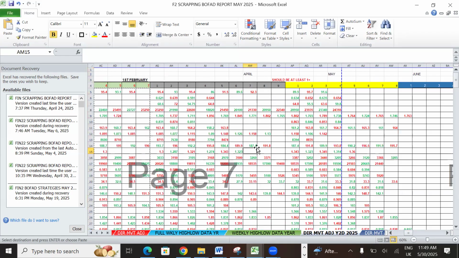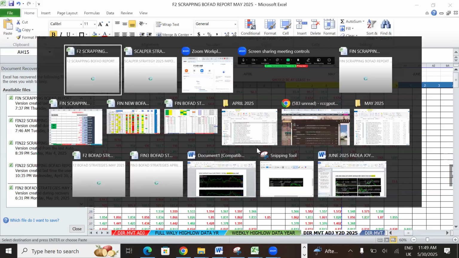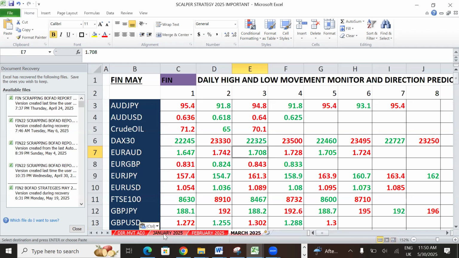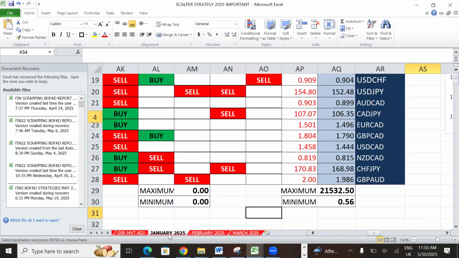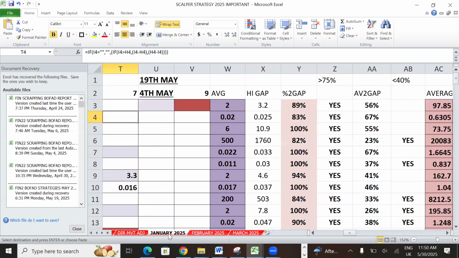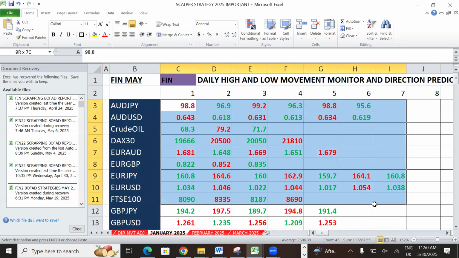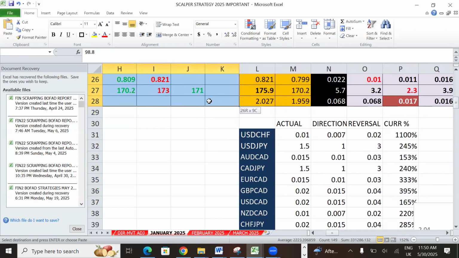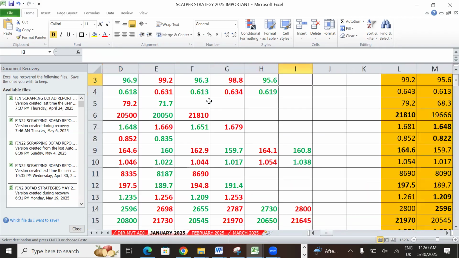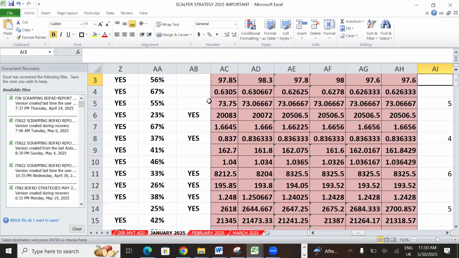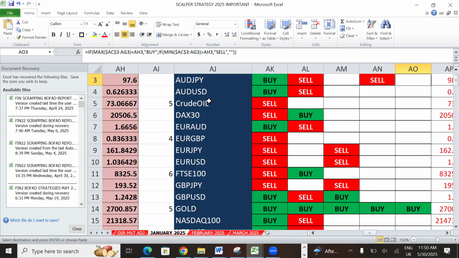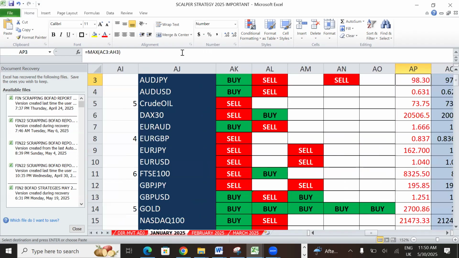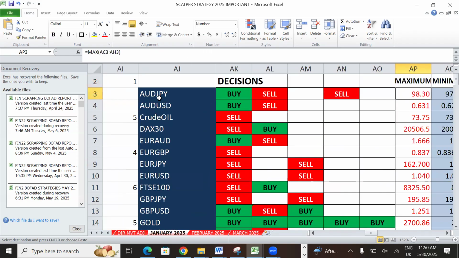So I'm copying that. Let me explain: I've already done January and February. All I need to do is copy the information into this part of the template, and then it takes me to the decision side. All these are calculated automatically, and then it tells me the decision. You can see for this product, AUDJPY, it was a buy initially, but later it changed to sell. So at the end of the day, the market was a sell.